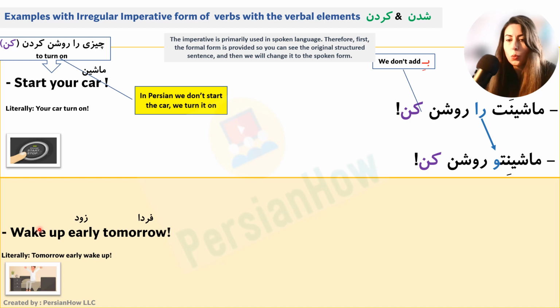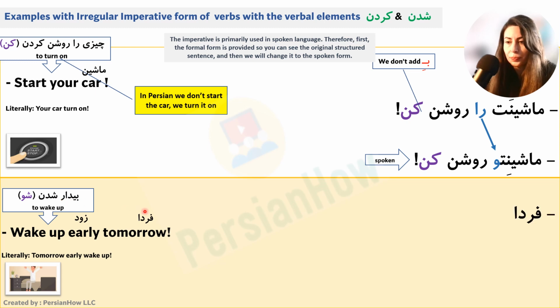Next one, we want to say wake up early tomorrow. So to wake up, بیدار شدن. فردا زود بیدار شوید. This is like you, either formal or you plural. شما formal or شما plural. فردا زود بیدار شوید. As you can see here, there is no be attached to شوید. So we do not say فردا زود بیدار بشوید.